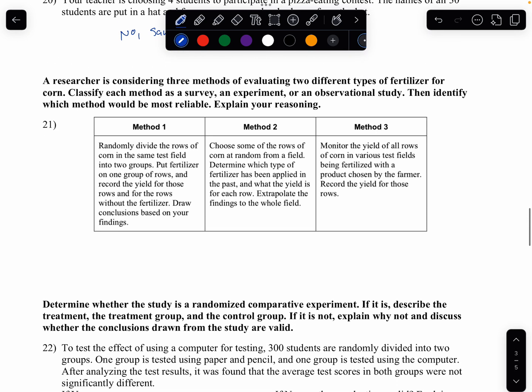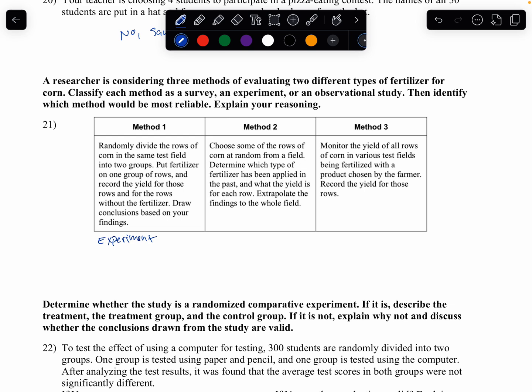A researcher is considering 3 methods of evaluating 2 different types of fertilizer for corn. Classify each method as a survey, an experiment, or an observational study. Then identify which method would be most reliable and explain your reasoning. So, 1. Randomly divide rows of corn in the same test field into 2 groups. Put fertilizer in one group of rows and record the yield for those rows and for the rows without the fertilizer. Draw conclusions based on your findings. So that sounds pretty experimental. You are creating 2 different groups, one that's a control and one that has a treatment.